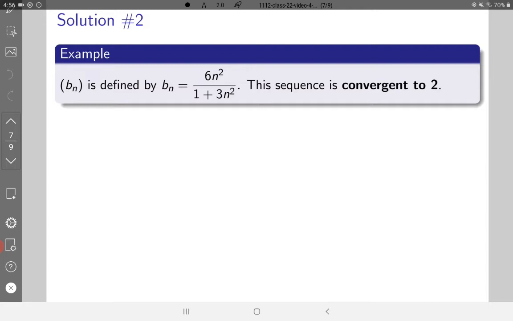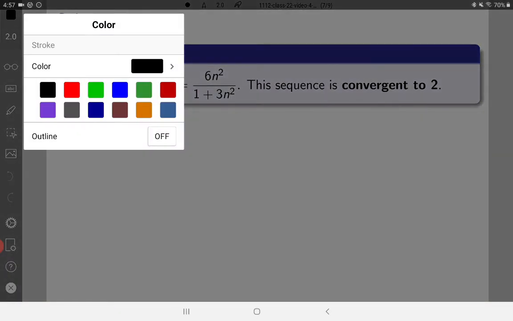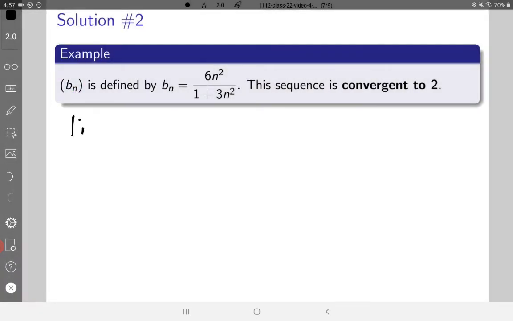All right, for the next one, I will show you two algebraic ways to evaluate this limit.